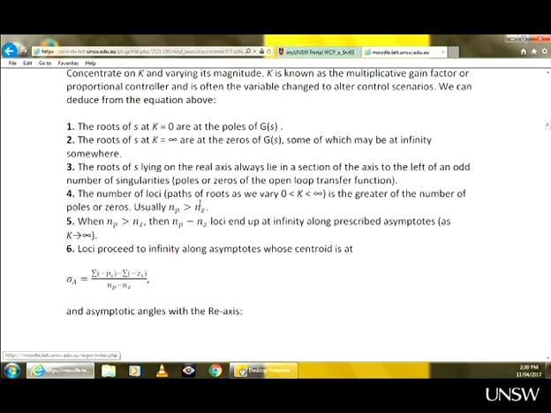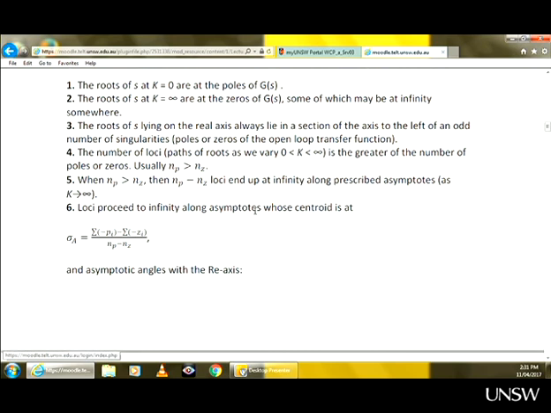Rule number 5, we need to define those asymptotes. Sorry, that was rule number 5. So how many of them end up in infinity? Rule number 6, define the asymptotes. And you will find that no matter how many asymptotes you have, they all intersect the real axis at the same point. So whether you have one asymptote, 2, or 12, they all intersect the real axis at the same point. That point is called the centroid.